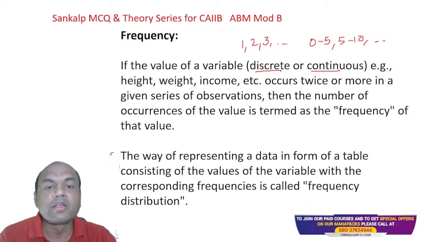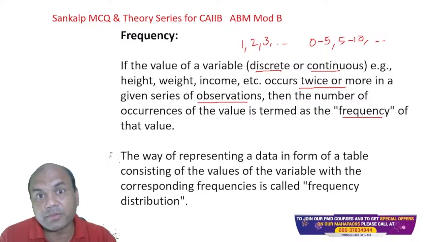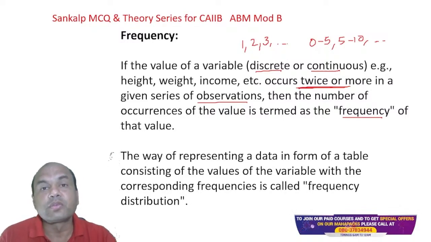Okay. So if the value of the variable, discrete or continuous, for example height, weight, income, occurs twice or more in a given series of observations, then the number of occurrences of the value is termed as frequency. This is an important definition from the exam point of view. In the exam, this word "twice or more" will be important for you.